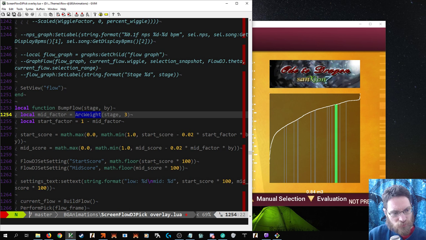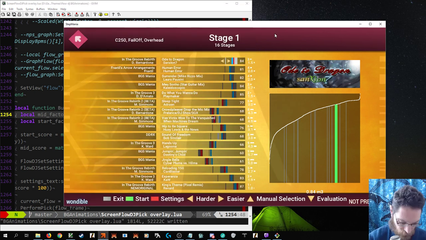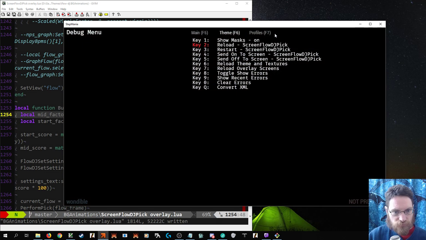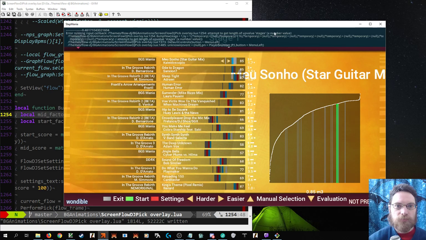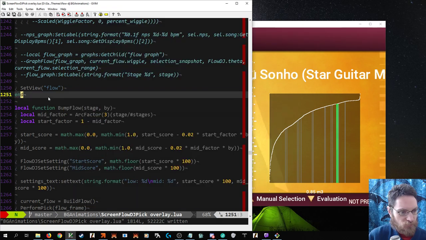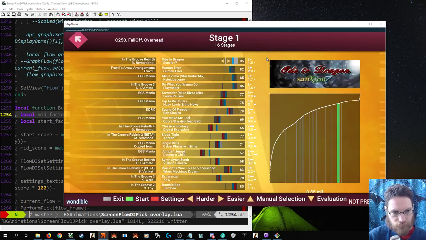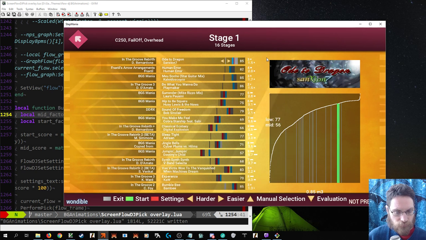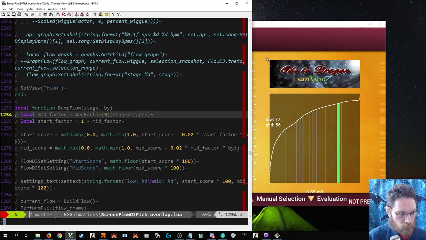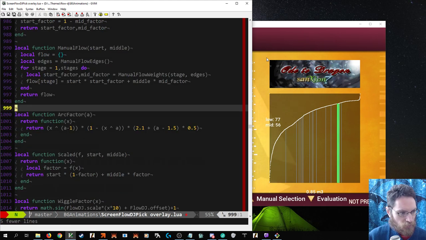So that would be arc factor of 3 of stage divided by stages. Ooh. Get length of up value stages. Maybe it's not, it's probably not an array, it's just a number of stages. Okay, that seems reasonable behavior there. Only place we called that.